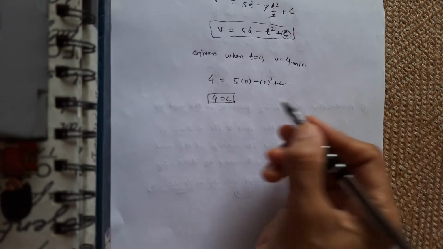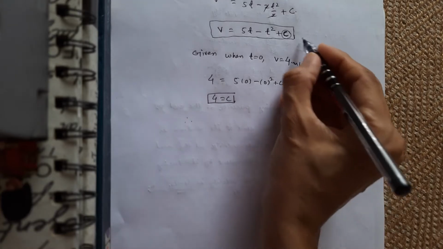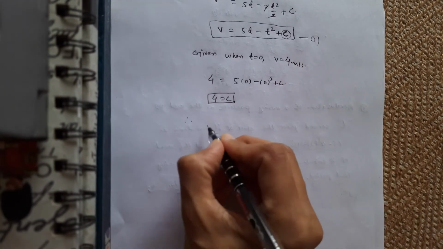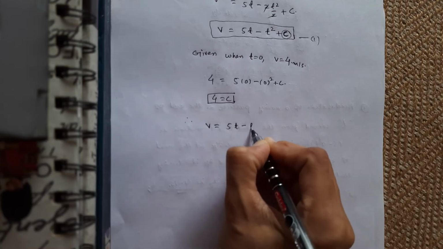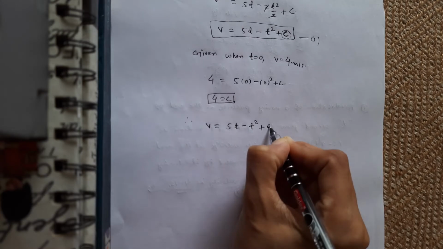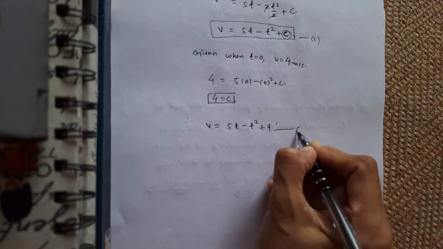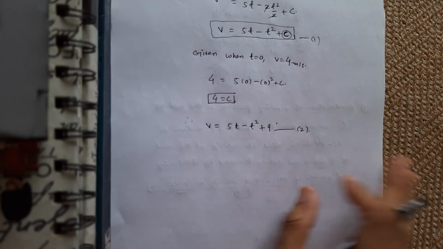This is one more success for me. So now my equation becomes, this is equation 2, v equals 5t minus t square plus 4. This is the velocity. Okay.